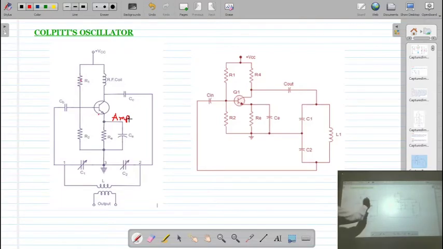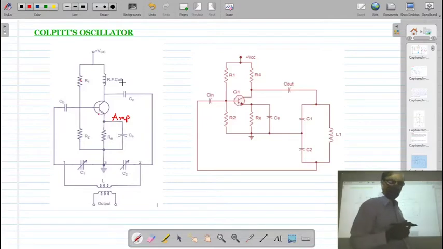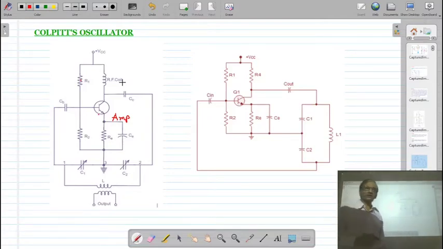Then here we have an RFC coil. What is the importance of the RFC coil? Already we have discussed it in the previous session when we discussed the Hartley oscillator. Basically it will prevent the power supply from the high frequency, because whatever high frequency is generated here would enter the power supply, and your power supply would get corrupted. So to protect the power supply from the high frequency, the RFC coil is connected as a load in a Colpitts oscillator.